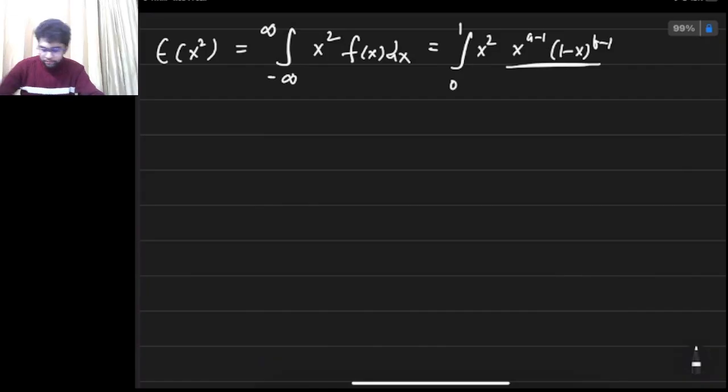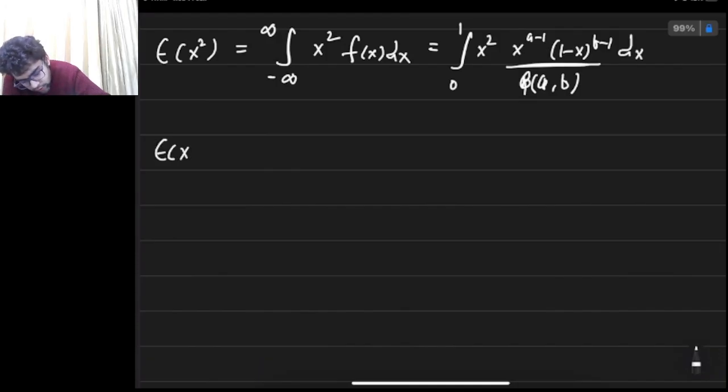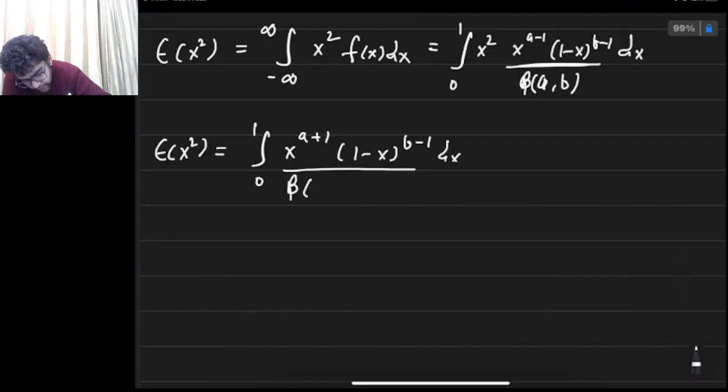Divided by beta a comma b dx. So E of x square gives me the integral from 0 to 1 of x to the power a minus 1 plus 2, which becomes a plus 1, x to the power a plus 1, into 1 minus x to the power b minus 1 dx divided by beta a comma b.